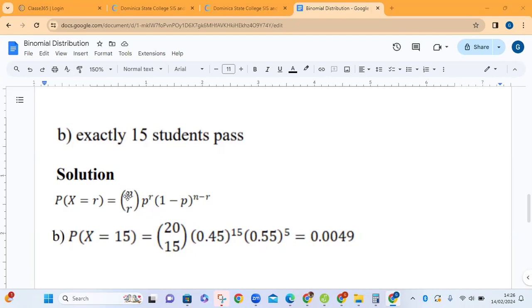So using the formula n combination r, p raised to the r, 1 minus p raised to the n minus r, 1 minus p would be 1 minus 0.45, that would be 0.55. So that would be 20 combination 15, okay? The probability that the number of students that pass is equal to 15 out of the 20 is 20 combination 15, 0.45 raised to the 15, because r is 15, and 0.55 raised to the 5, because 20 minus 15 is 5. And that will be 0.0049. So that's just a clear, simple substitution into the formula.